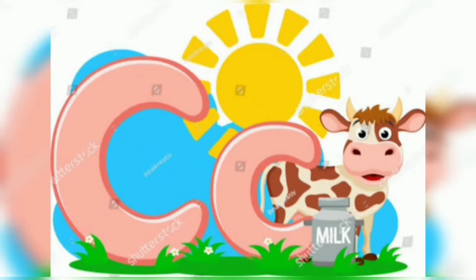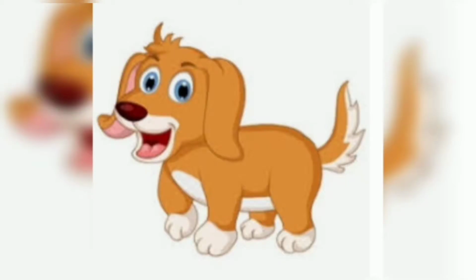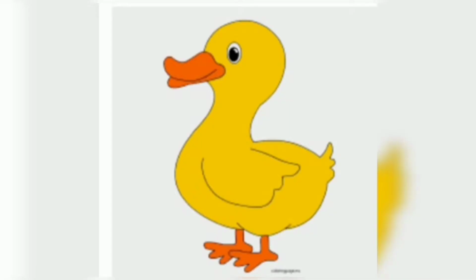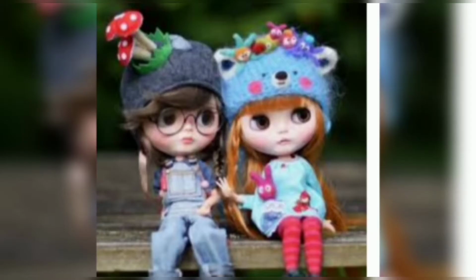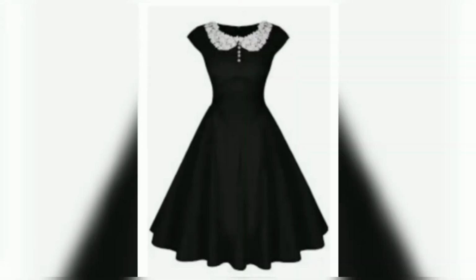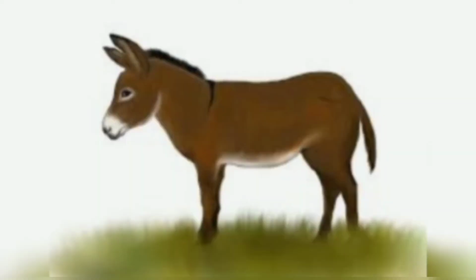In previous class, we learnt alphabet C. Today we will learn alphabet D. D sounds D. D for dog, D for drum, D for duck, D for doll, D for deer, D for dress, D for dolphin, and D for donkey.